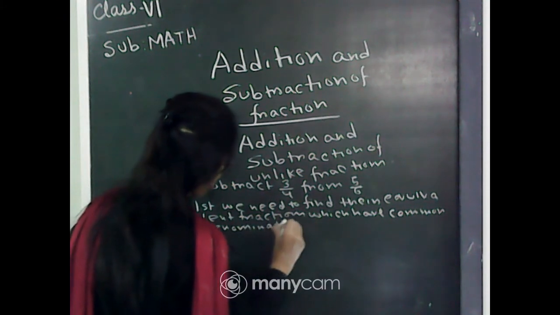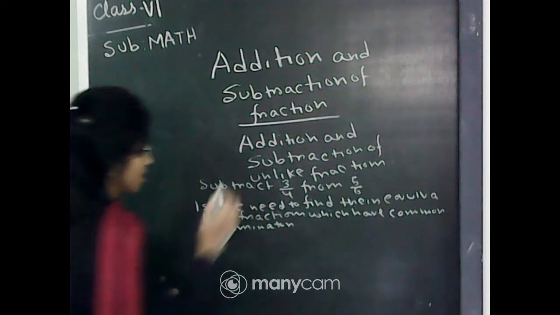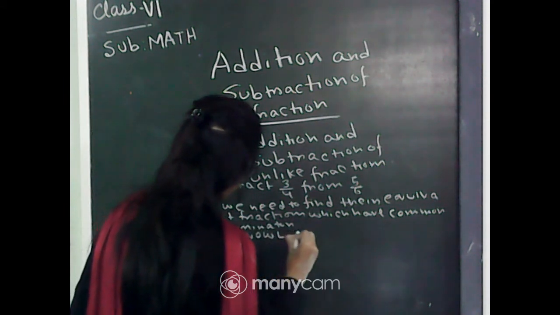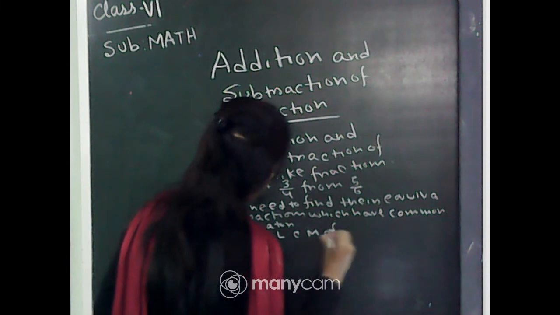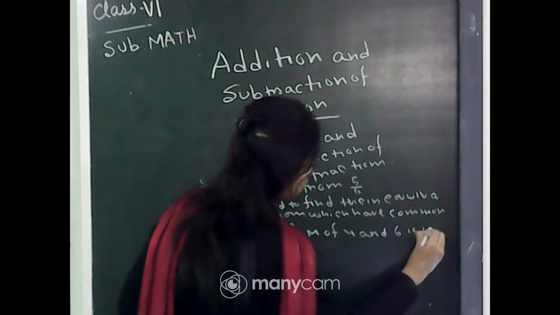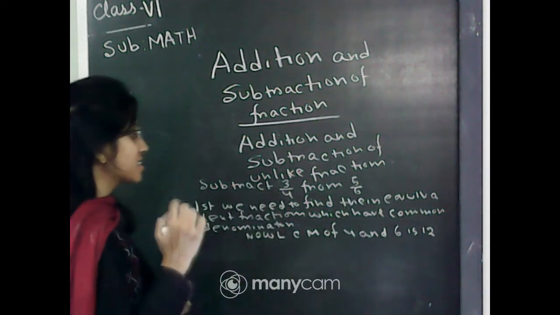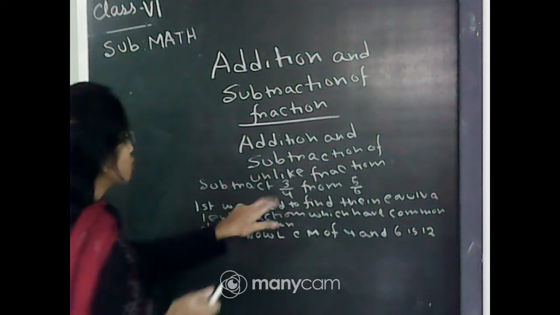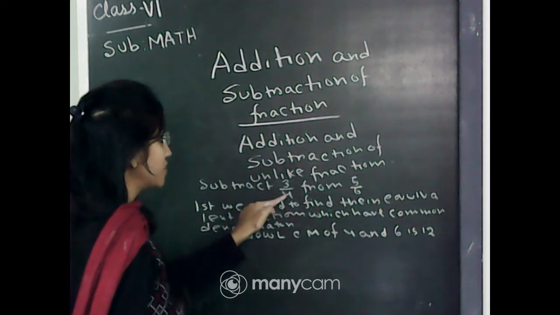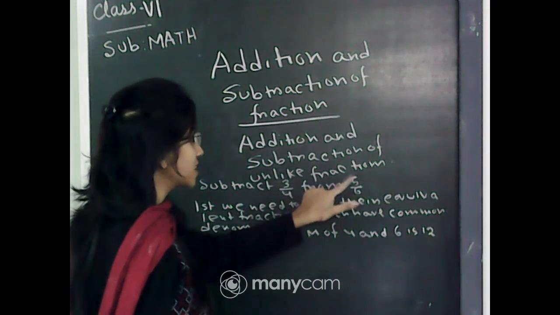And the common denominator is given by LCM of 4 and 6. Now, LCM of 4 and 6 is 12, isn't it? LCM of 4 and 6 is 12. Therefore, to make the denominator 12, we multiply this fraction by 3, and to make the denominator 12, we multiply this fraction by 2.